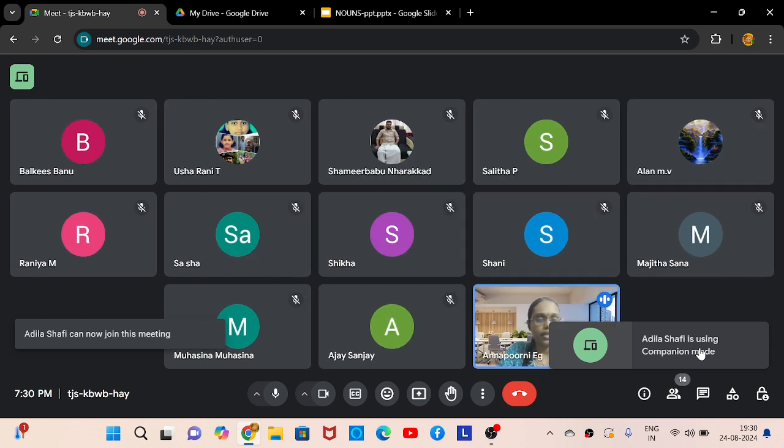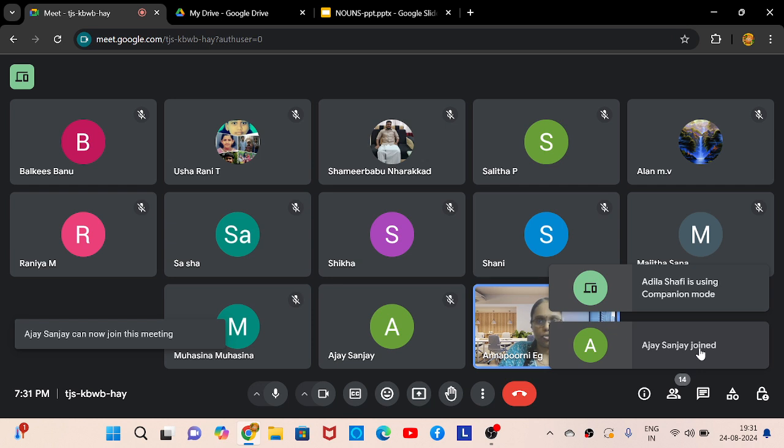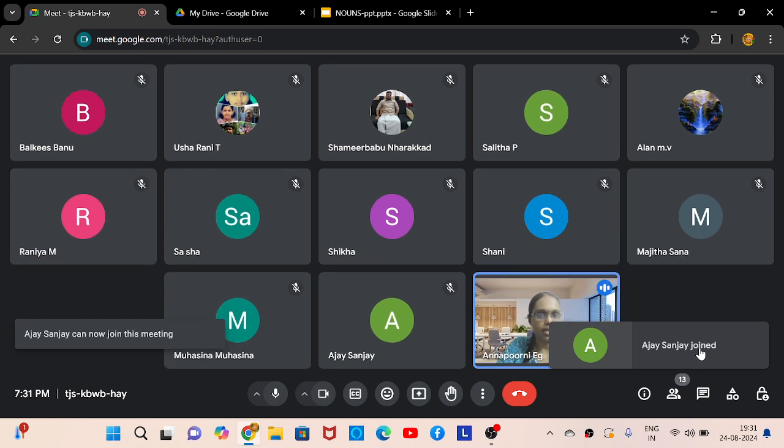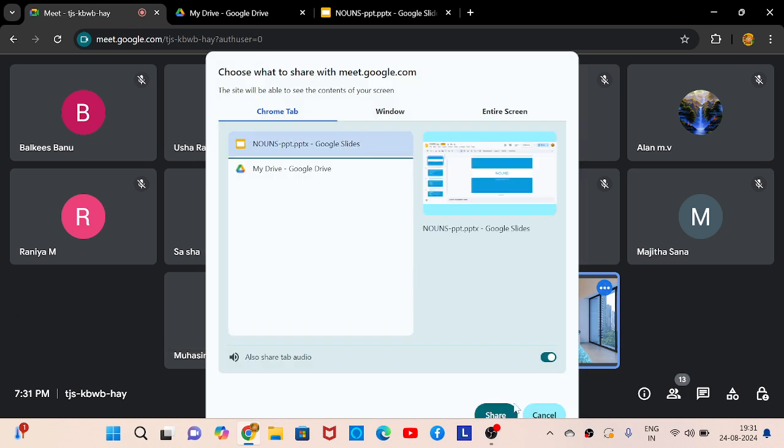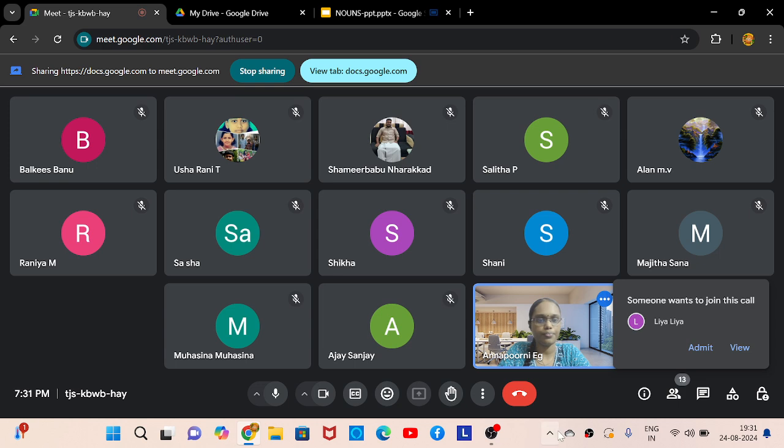So once we complete nouns, we can start pronouns also today. Nouns, if we successfully complete them, I think within this 1 hour, if we have 40 minutes, we can complete nouns. After that, we can start pronouns as well. Okay, so I am presenting nouns for you.